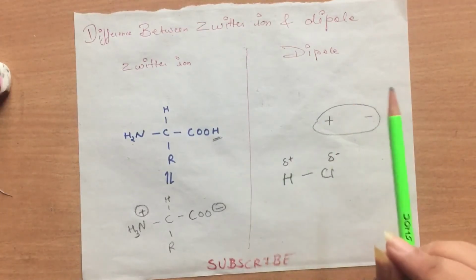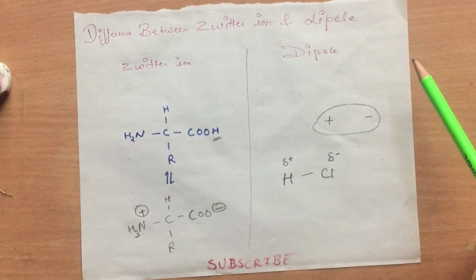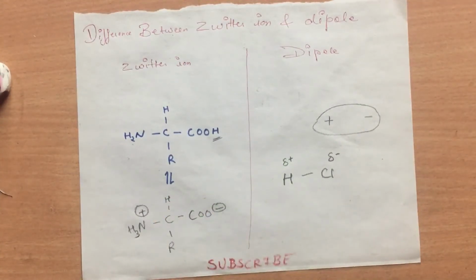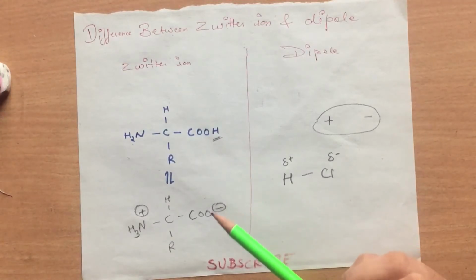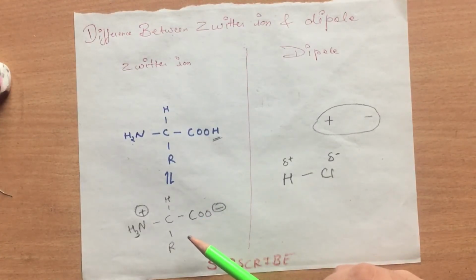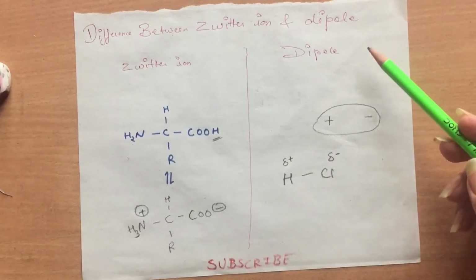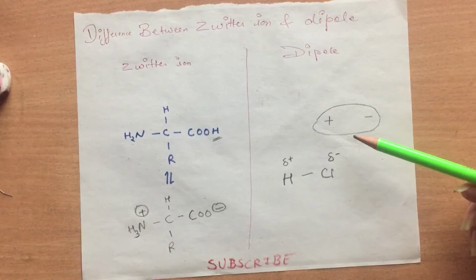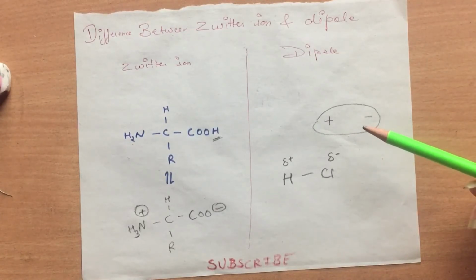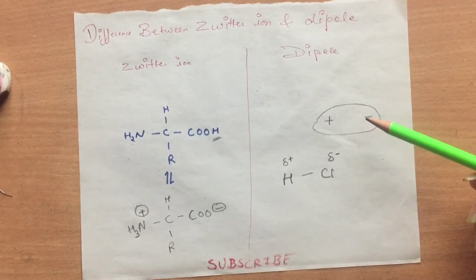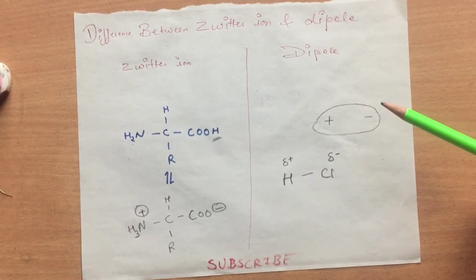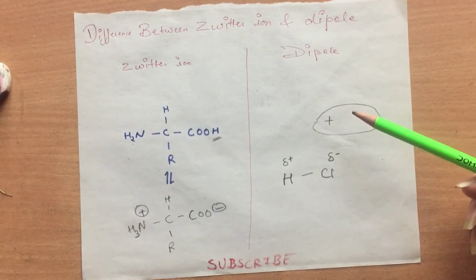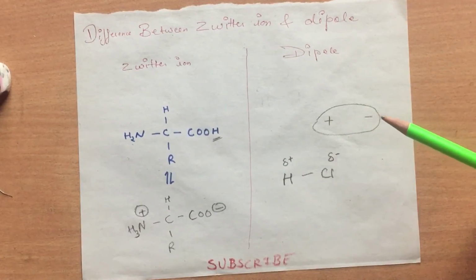So there is a difference between Zwitter ion and a dipole, that in Zwitter ion there are two types of charges, two centers, okay, but it doesn't necessarily contain the potential difference between them, whereas in dipole the potential difference is there, and no matter what amount of charge is required for the formation of dipole, even a very minimal charge can also induce a dipole. And that was the basic difference between Zwitter ion and a dipole.